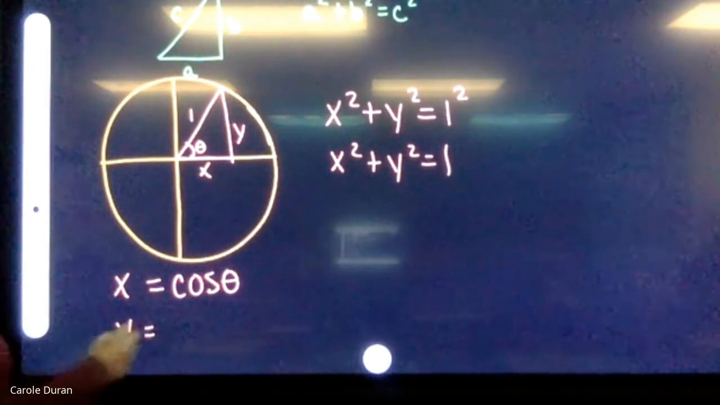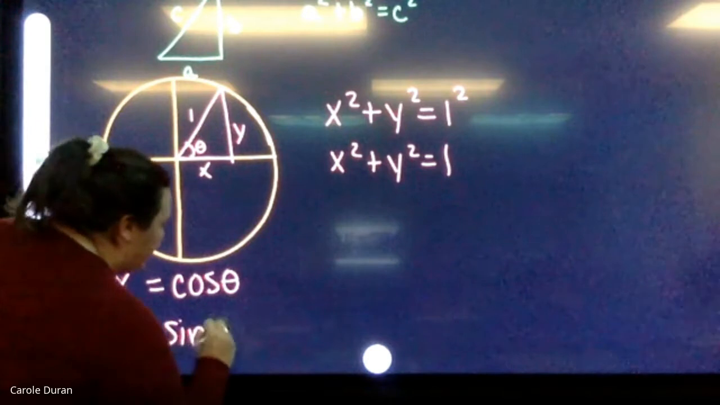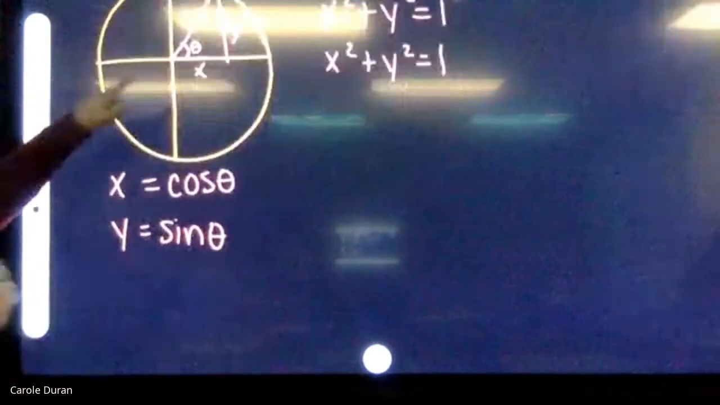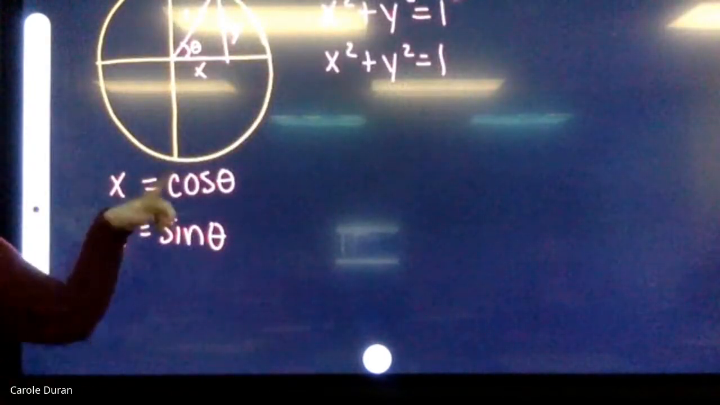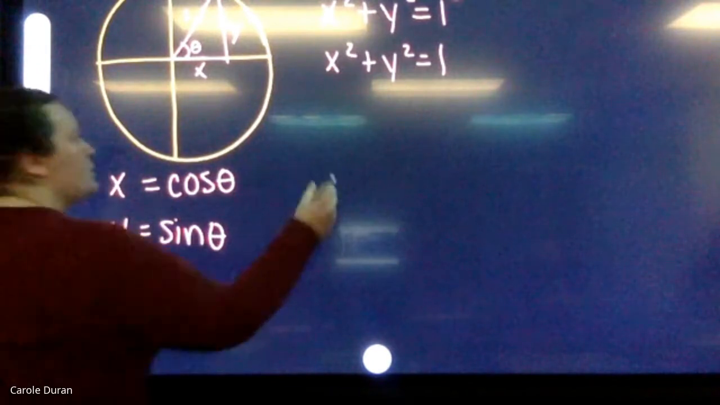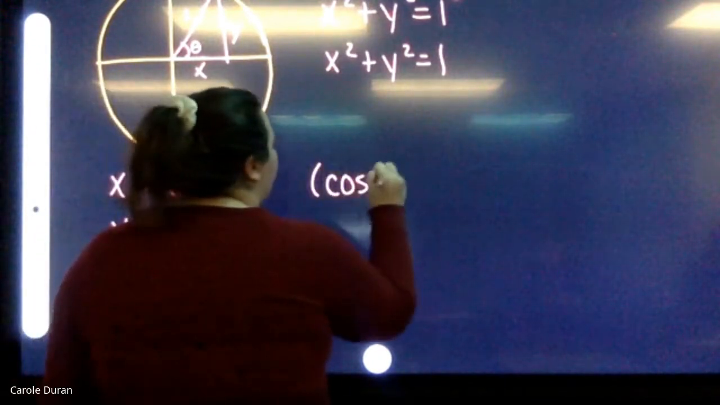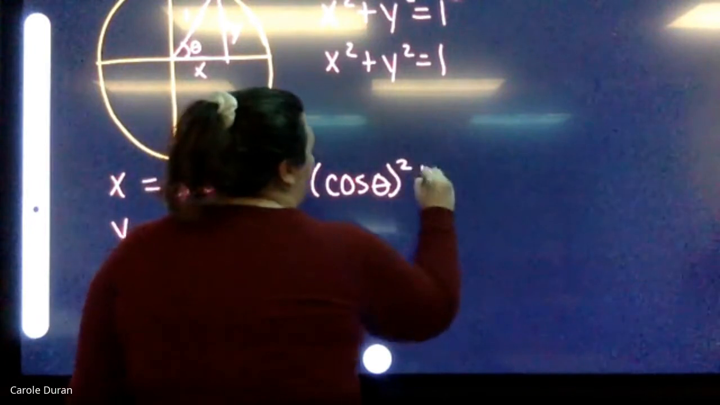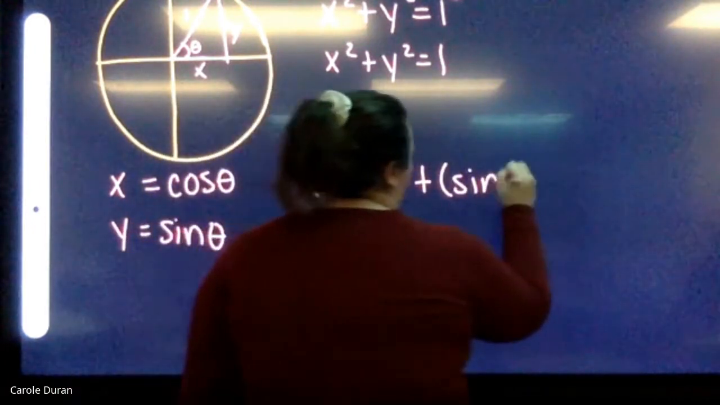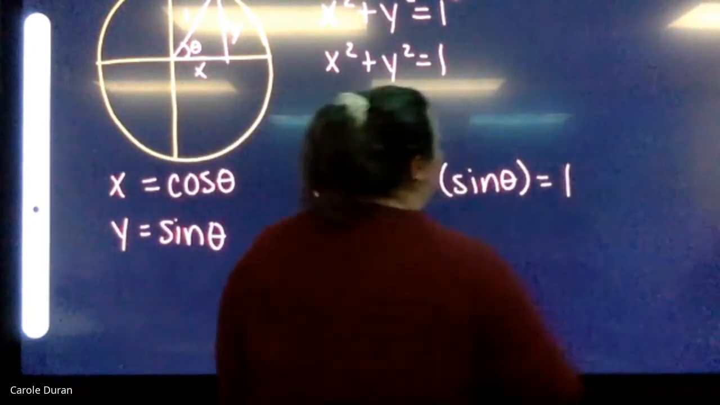Sine. So now I can take this Pythagorean theorem one step further and replace the x with cosine of theta and the y with sine of theta. So now my Pythagorean theorem reads cosine of theta squared plus sine of theta squared equals 1.